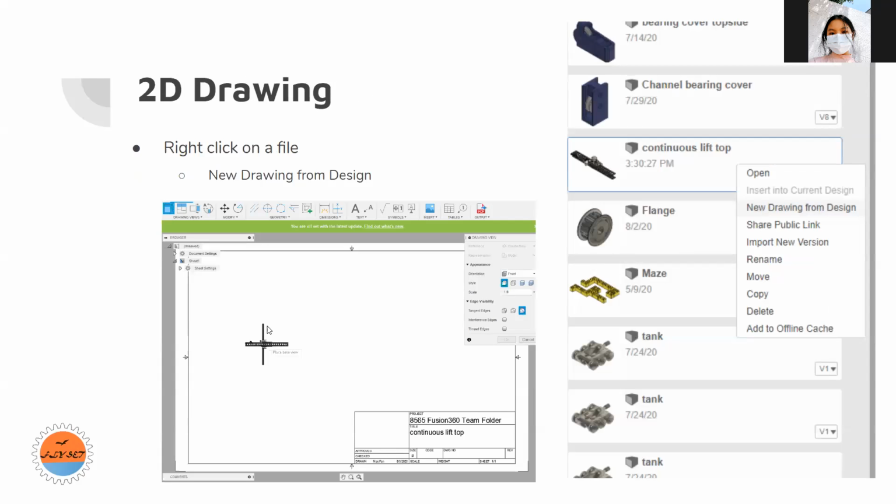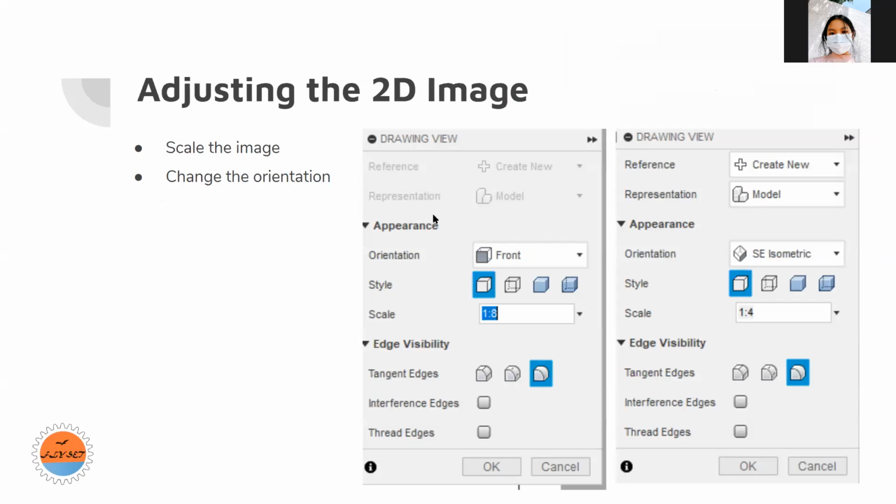And as you can see with this image, this is just a base image of the model that I created a 2D drawing of. And you can see that it's really small, and it's kind of hard to see the entire model because of the orientation. So to fix that, we can scale the image and then also change the orientation.